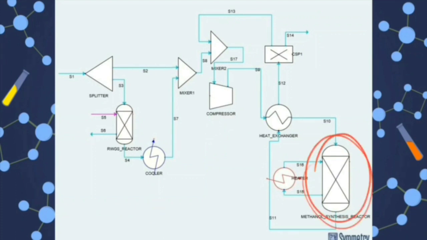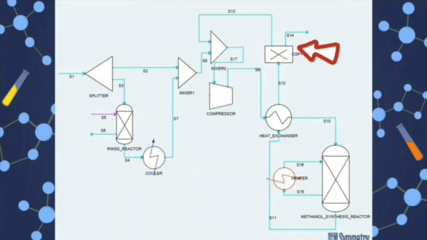Boiling water on the shell side of the reactor is used to control the temperature of the exothermic reaction. Afterwards, the reactor outlet is transported to a separator to separate methanol and water, as the condensable gases, from the unreacted gas. Some part of the unreacted gas is recycled to the reactor to increase conversion.